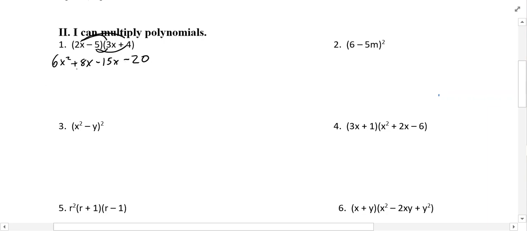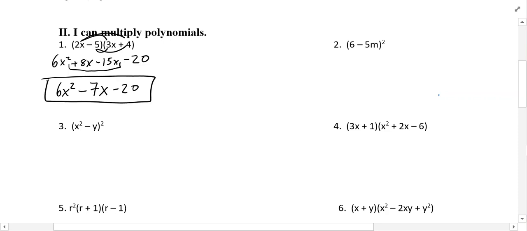Then we need to combine any like terms that we have. There's no other x squared, so I'm left with just 6x squared. There's an 8x and a negative 15x, so I'm going to combine those. So 8x minus 15x is going to give me a negative 7x, and then I have minus 20. So that's completely simplified. So now you want to be careful with number 2.